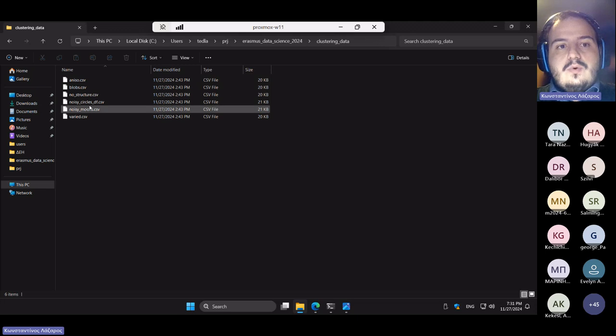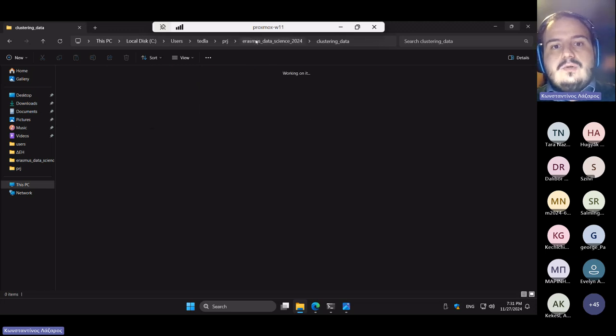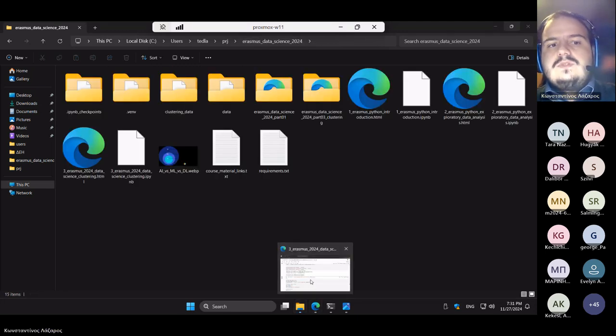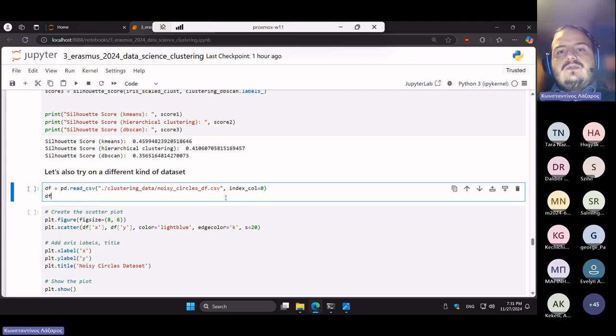It's this noisy circles DF, and it's also part of the zip file that I've sent you over through Mega on the chat. So you are going to have access to it should you want to check it out for yourselves, or if you want to check out some other additional clustering benchmark data sets so that you can actually play around with the algorithms that we're seeing today.